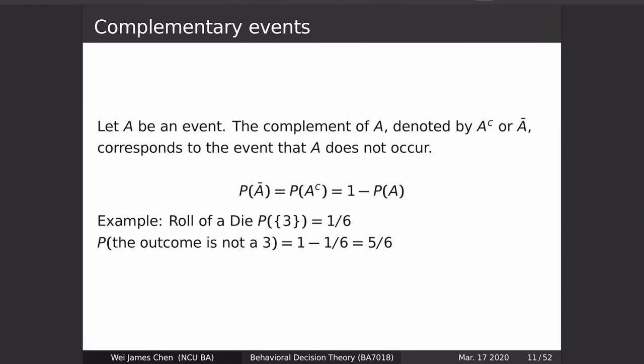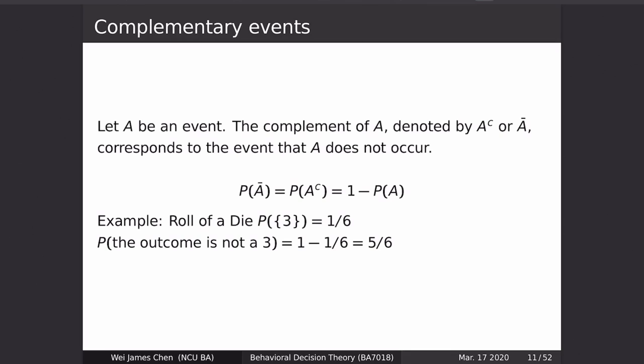Okay, so after these three approaches to probability, let's define something called complementary events. This is simply the opposite of an event.